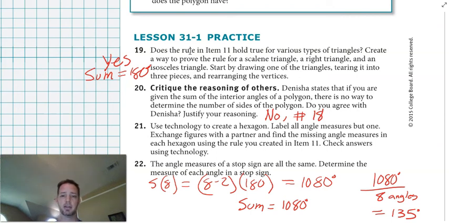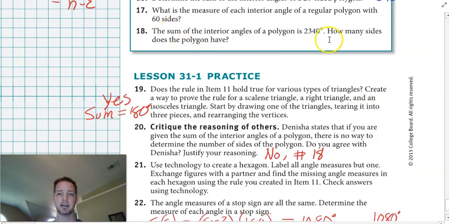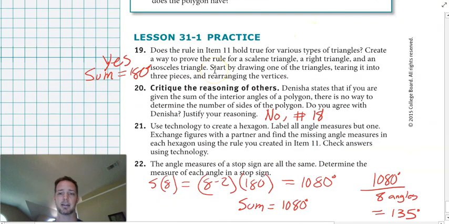On number 20, Denisha states that if you're given the sum of the interior angles of a polygon, there's no way to determine the number of sides. Do you agree with Denisha? No, we just did it on number 18. We figured out that with the sum of the angles being 2340, we plugged it into the formula and got 15 sides. So Denisha was incorrect.